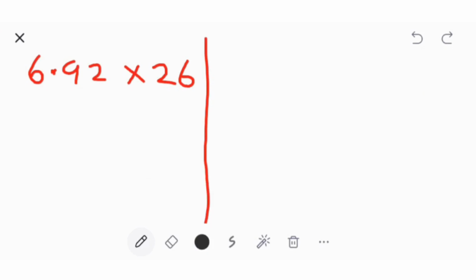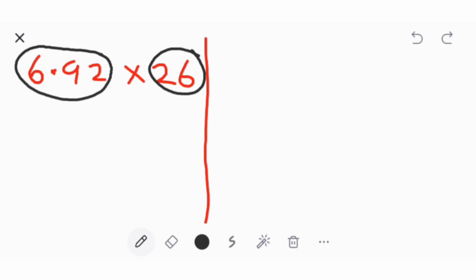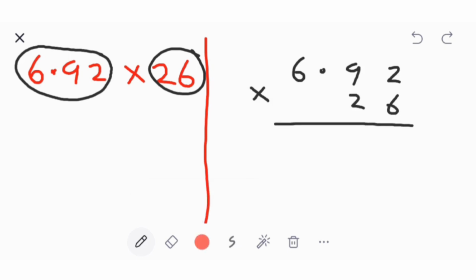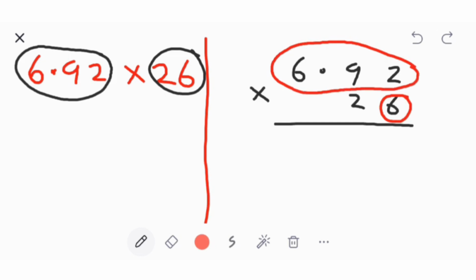How do you do this? Now you write 6.92 at the top because it has more digits than 26. Okay? 6.92 has 3 digits. 26 has 2 digits. So 6.92 has more digits than 26. So you write it at the top, 6.92. Then you put 26 at the bottom. Then you multiply. Now, this 6, we multiply all these digits that I circled at the top.